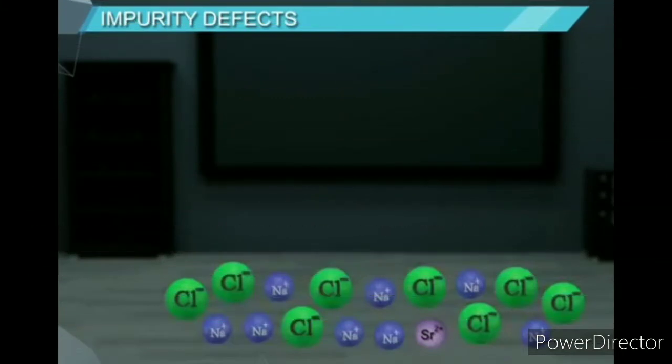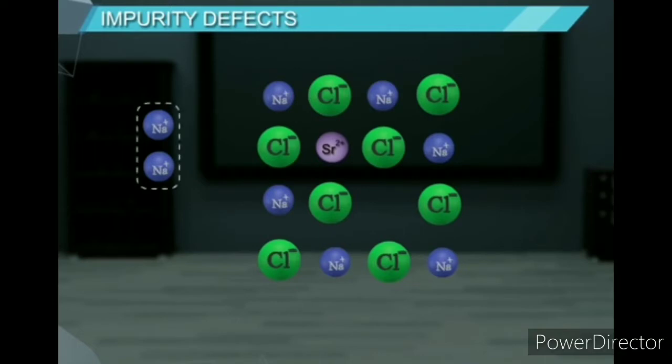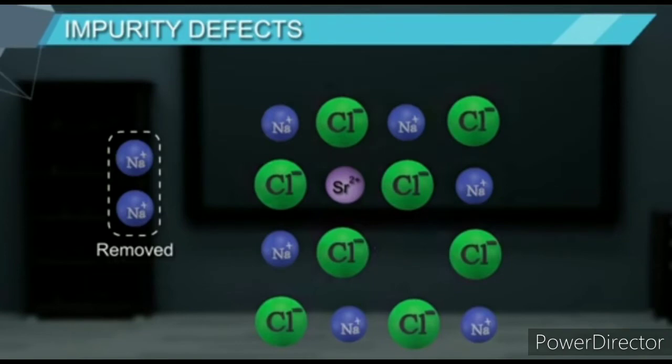These defects can be explained on the basis of one example. If molten NaCl containing a little amount of strontium chloride as impurity is crystallized, some of the sites of Na+ ions are occupied by Sr2+ ions. Each Sr2+ replaces two Na+ ions. It occupies the site of one ion and the other site remains vacant.